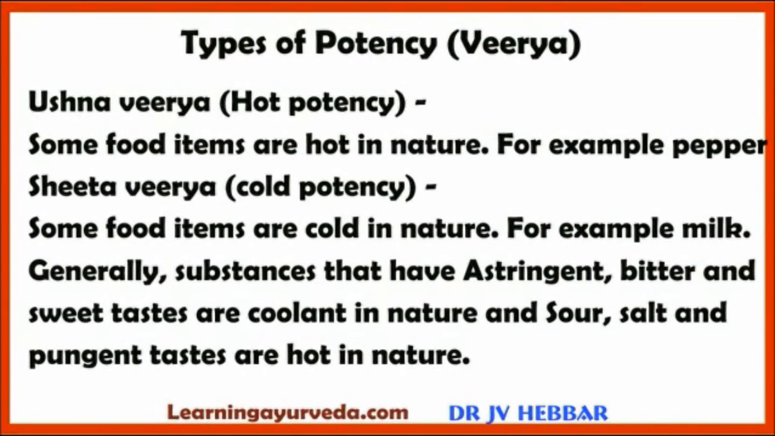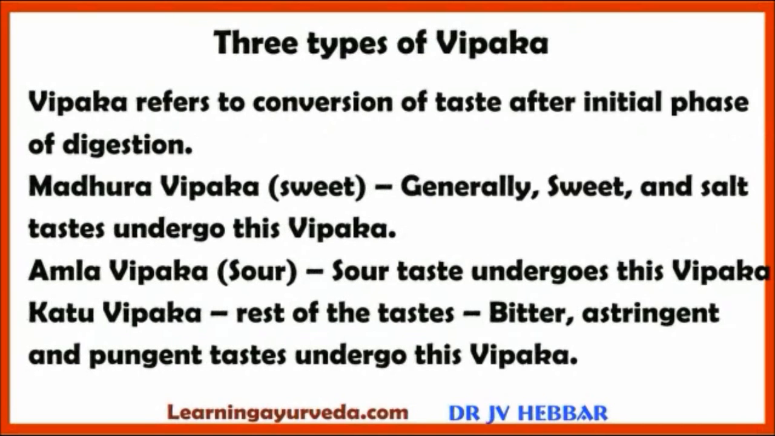Types of potency or Veerya. Ushna Veerya, hot potency. Some food items are naturally hot in nature, for example pepper. Shita Veerya, cold potency. Some food items are cold in nature, for example milk. These are the 2 types of potencies. Generally, the substances that have astringent, bitter and sweet tastes are coolant in nature, and sour, salt and pungent tastes are hot in nature.